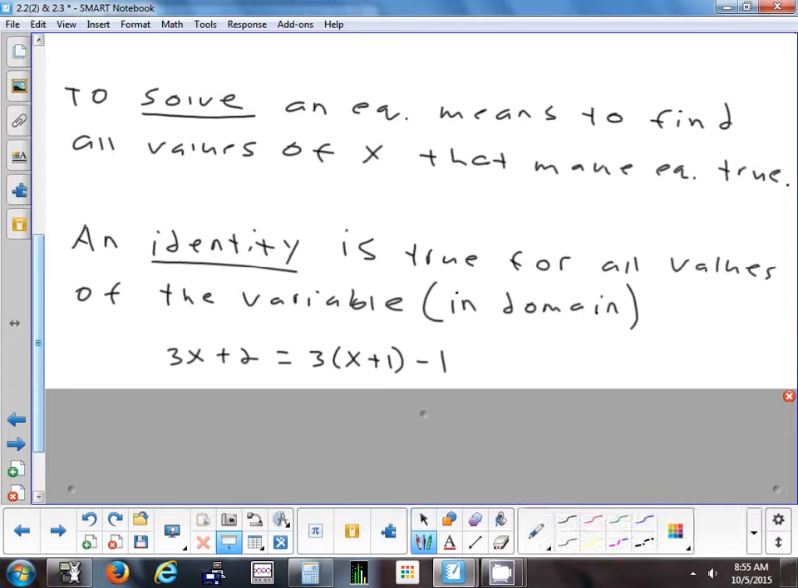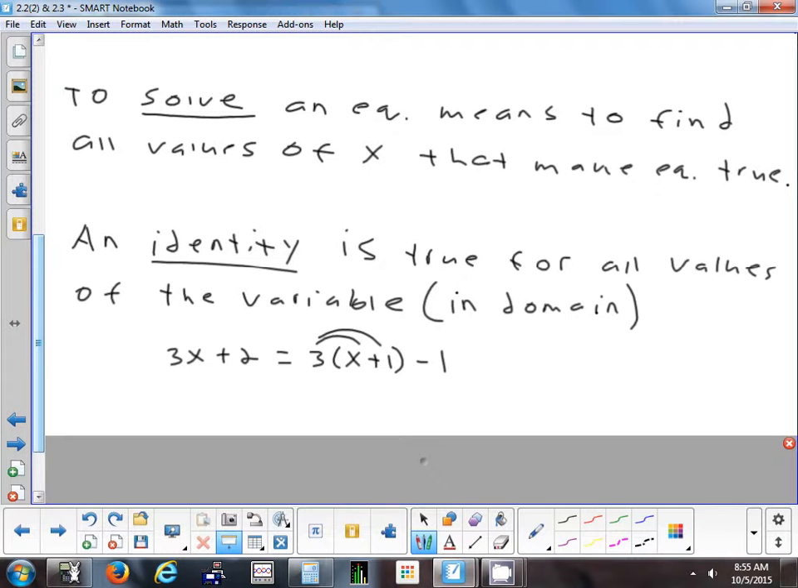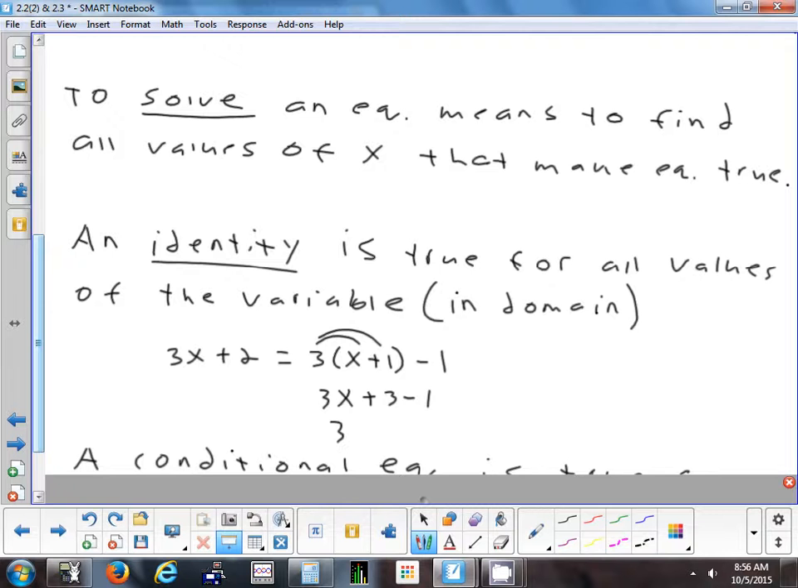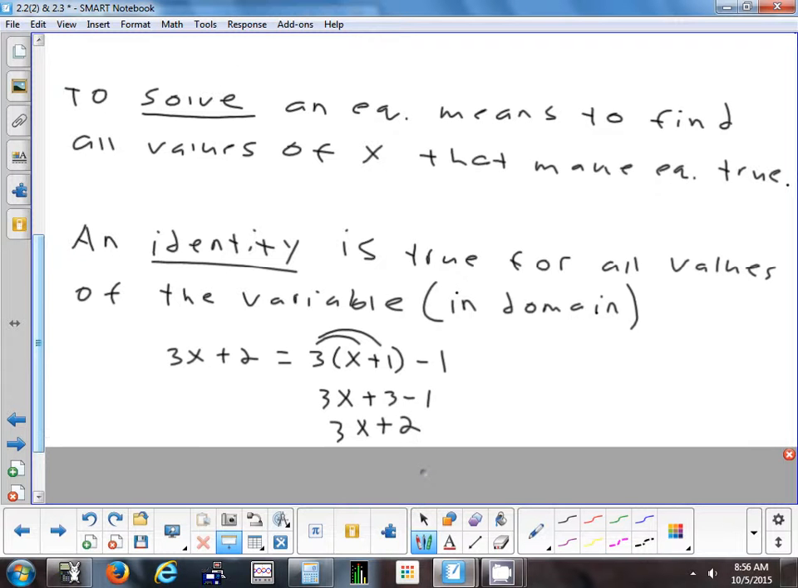Watch what would happen on the right-hand side if you went to solve it. First thing you do is distribute that out. So on the left, you'd have 3x plus 2. They're going to be the same, right? On the right, you have 3x plus 3 minus 1, which is 3x plus 2. So when you go to solve it, you have the same thing on the left and the right. You can pick any value for x and it'll make this true. You can pick 1, 2, negative 5, decimals. Any number will work.